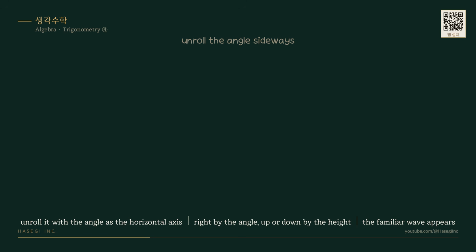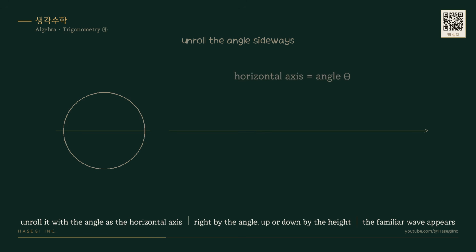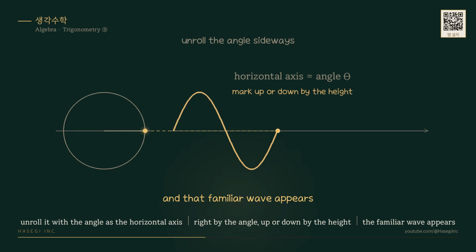Now the decisive step. Take that height and unroll it sideways, using the angle as the horizontal axis. Move right as the angle grows, and mark up or down by the height at that moment. Keep marking points, and that familiar wave appears.